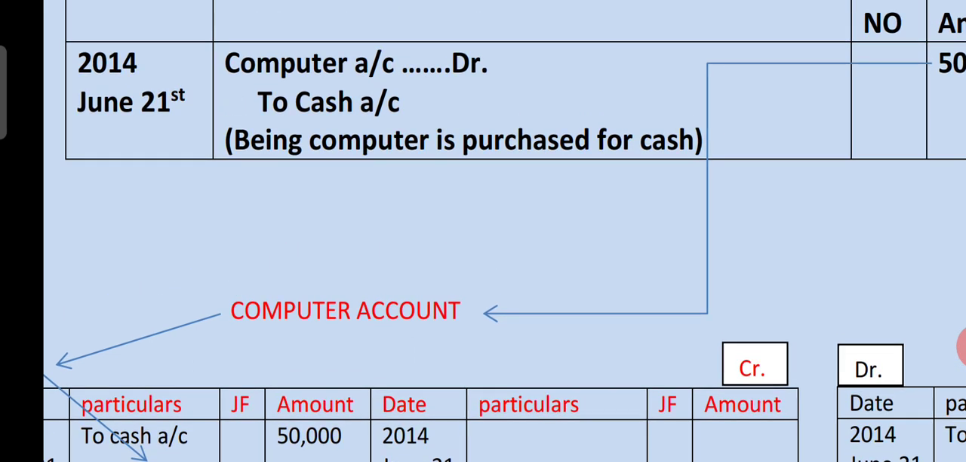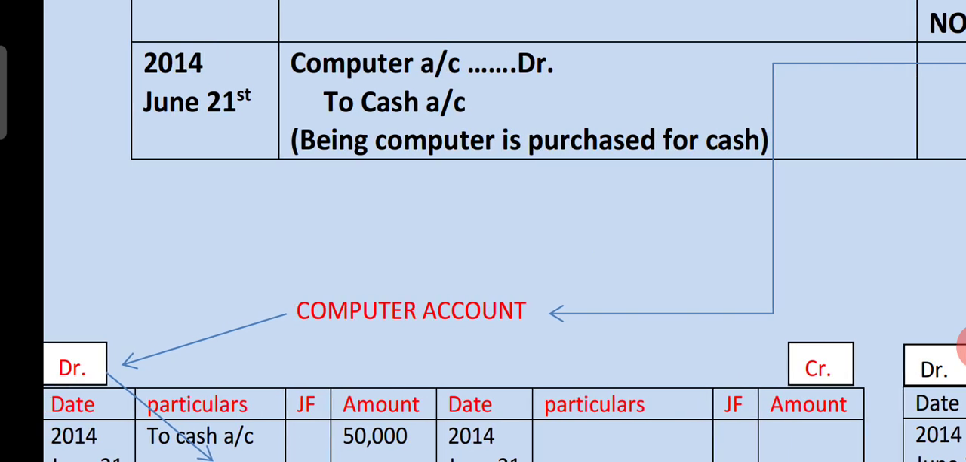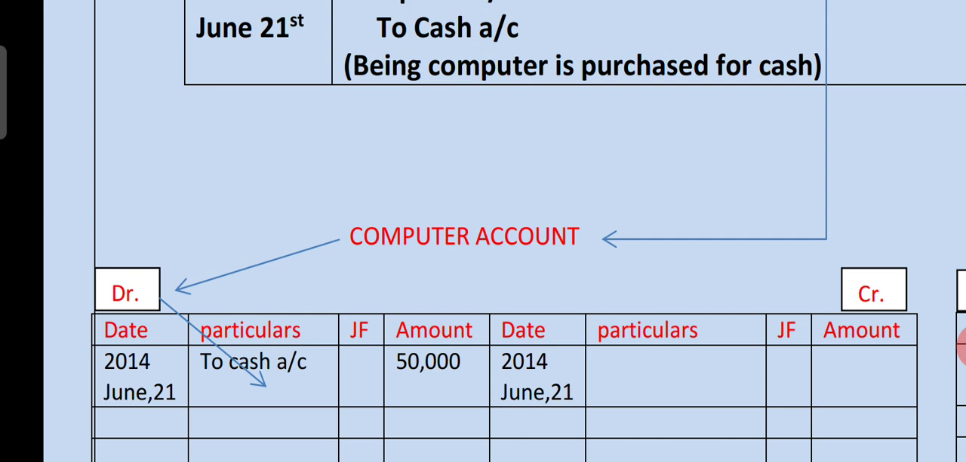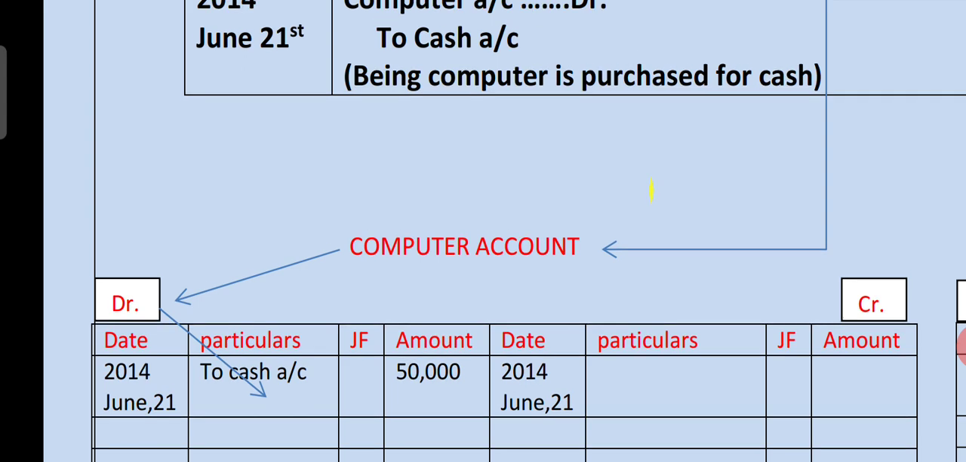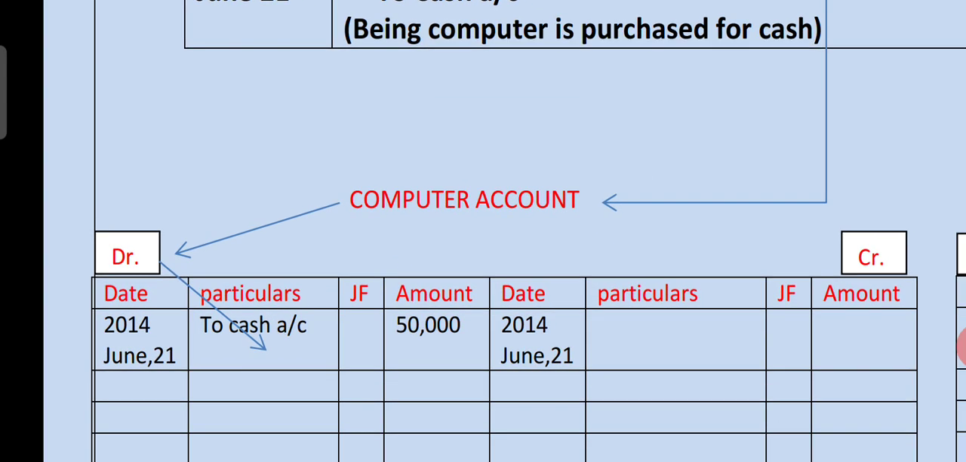In the entry, is the computer account on the debit side or credit side? Yes, it is a debit entry. So we come to the debit side of the computer account. Next, you write the date, month and year: 2014 June 21st. After writing this, you come to the particulars column.